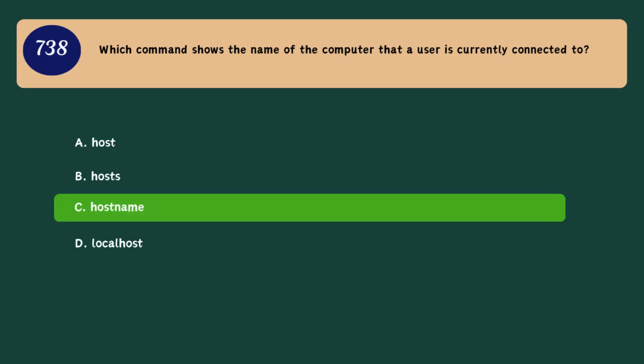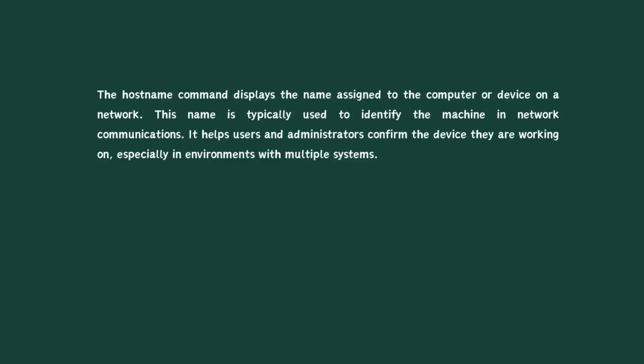Correct answer: C. Hostname. The hostname command displays the name assigned to the computer or device on a network. This name is typically used to identify the machine in network communications. It helps users and administrators confirm the device they are working on, especially in environments with multiple systems.